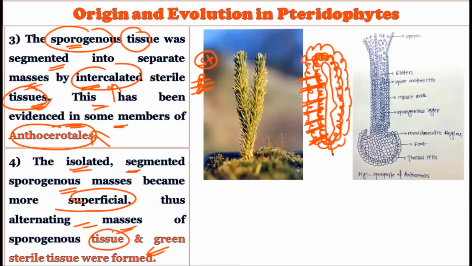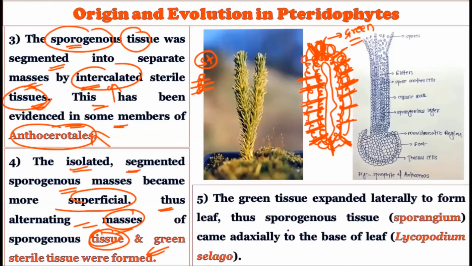Okay, just like this. So segmentation occurred in the sporogenous tissue, and the feature which is creating the segment is the sterile tissue. Okay, now later these sterile tissues became green, and the sporogenous tissue remains as it is. So there are segments of the sporogenous tissue alternating with the green tissue. Thus the alternating masses of the sporogenous tissue and the green sterile tissue were formed like this.